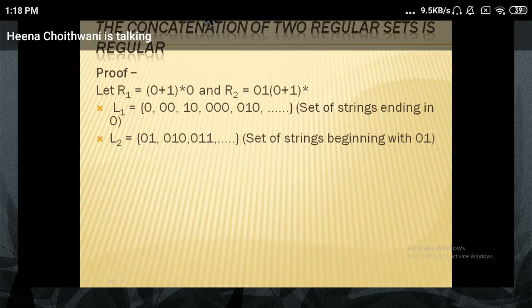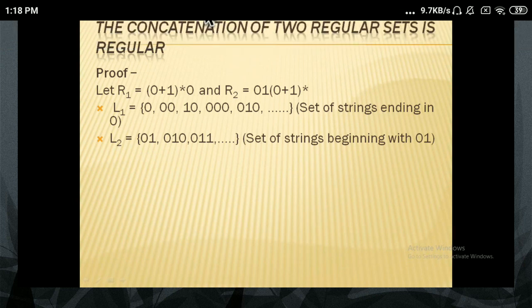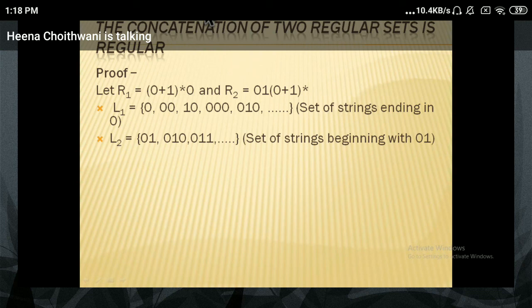We are not taking union of this, intersection of that. No, we are concatenating. So take the first string from L1 and concatenate it with the first string of L2. So after concatenating 0 with 0 1, the string is 0 0 1. Is it? Try to concatenate second string with second string. 0 0, if you concatenate it with 0 1 0, it will become 0 0 0 1 0. So can we say that we'll be having substring 0 0 1 in all these strings?